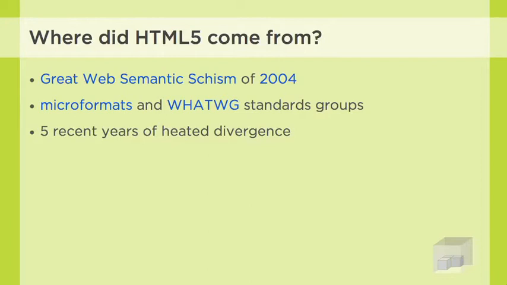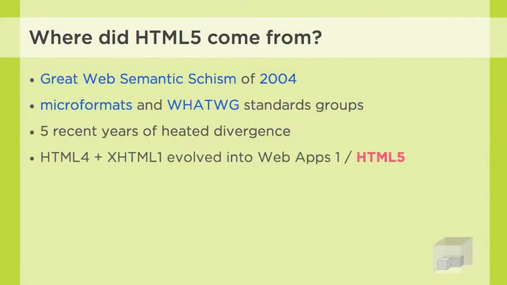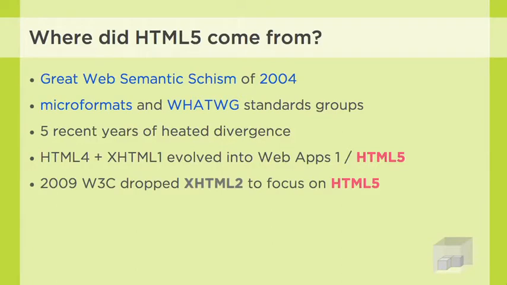So basically for 5 years, we had heated divergence between the directions that the web development and design community was taking with microformats, the direction that the browser makers were taking with the WHAT working group, and the W3C. Finally, in 2008 and finally in 2009, the work started to converge, when W3C brought in the WHAT working group work and decided to call it HTML5. So this evolution was really good to see because people could see that, okay, at least there's hope for some sort of convergence. In 2009, the W3C finally agreed to stop development on XHTML2 and focus on HTML5.